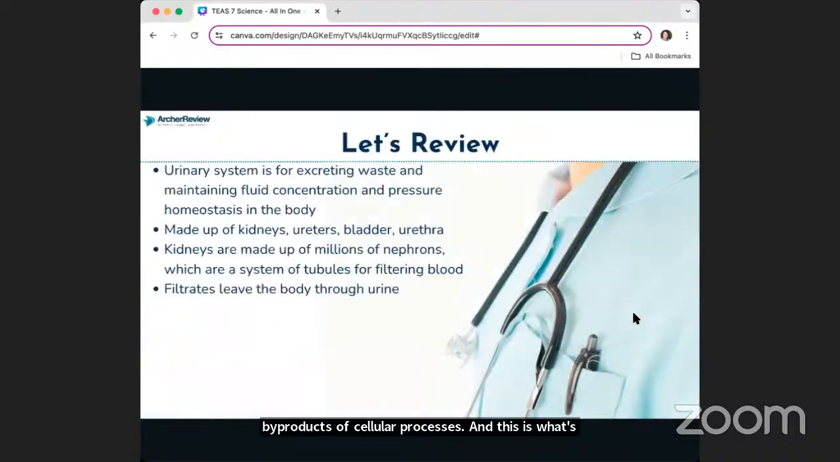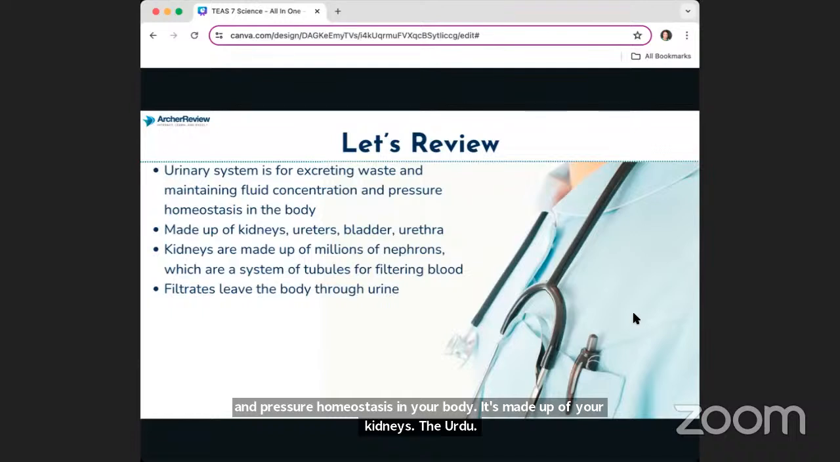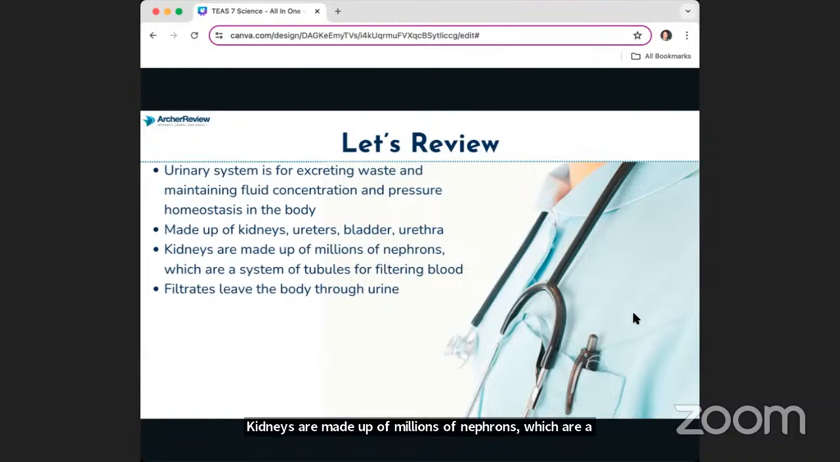All right, let's review the urinary system. The urinary system is for excreting waste and maintains fluid concentration and pressure homeostasis in your body. It's made up of your kidneys, the ureters, your bladder, urethra. Kidneys are made up of millions of nephrons, which are a system of tubules for filtering blood. And all those filtrates leave the body through urine.